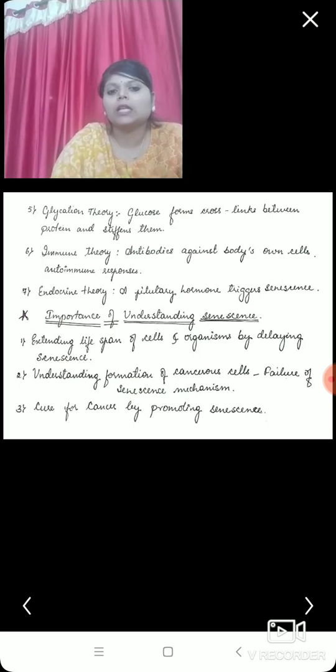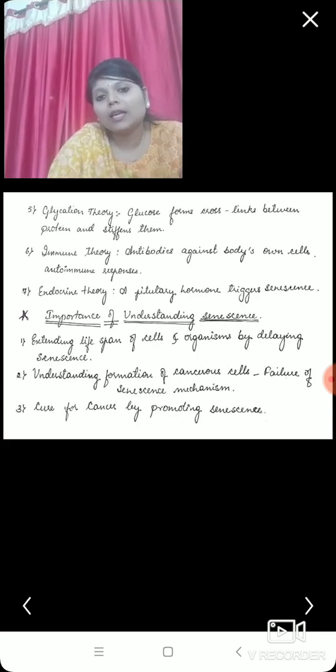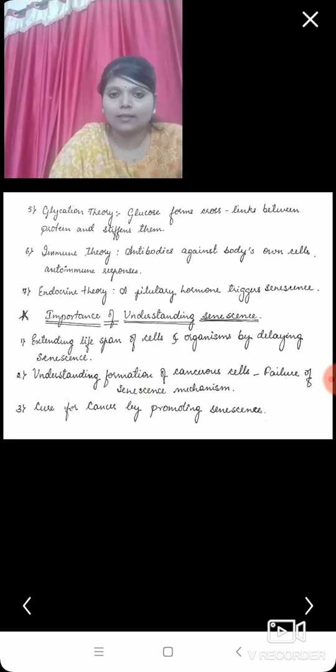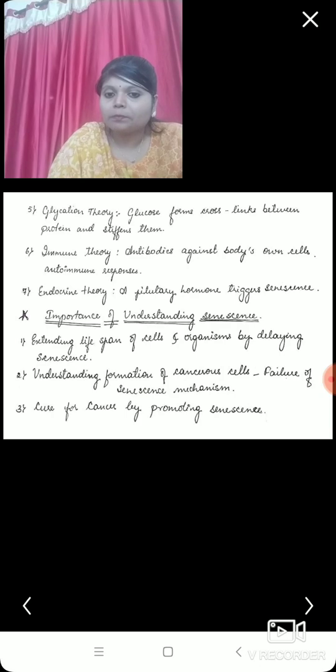Importance of understanding the senescence. How important it is to understand the senescence. Extending the lifespan of the cells is very, very important. That is what we are after today, correct? So we are more focused on how to live a longer life, correct? So here, the extension of the lifespan of the cells and the organisms by delaying the senescence. That is why we are going to study the senescence.